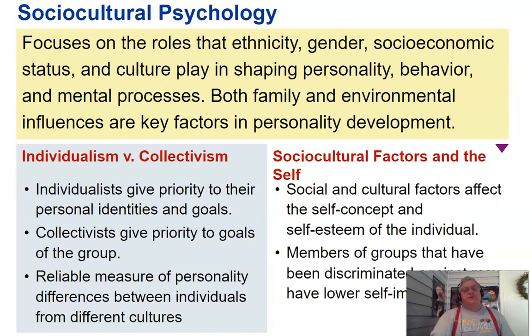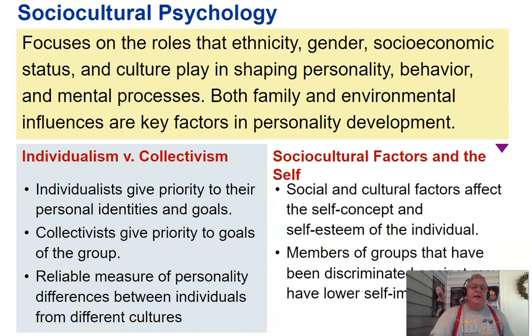Sociocultural psychology focuses on the roles that ethnicity, gender, socioeconomic status, and culture play in shaping personality, behavior, and mental processes. Both family and environmental influences are key factors in personality development. Individualism versus collectivism. Individualists give priority to their personal identities and goals. Collectivists give priority to the goals of the group. There is a reliable measure of personality differences between individuals from different cultures.